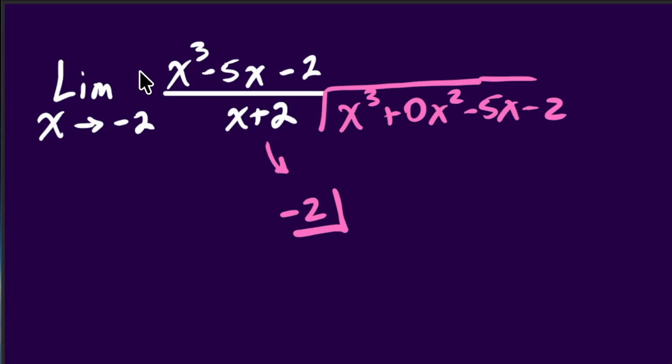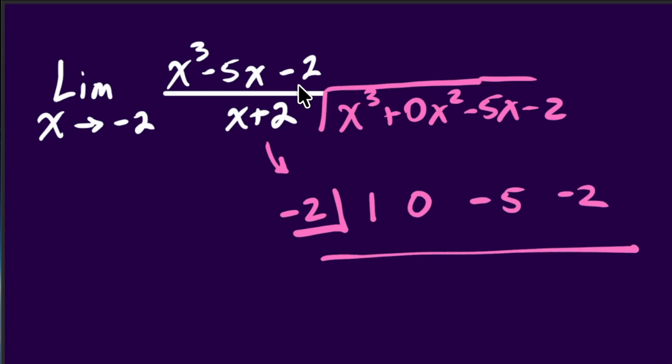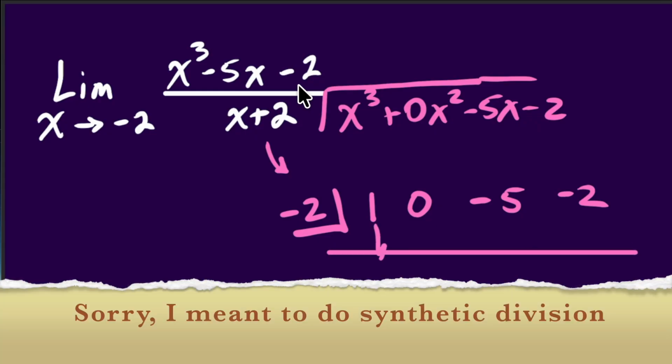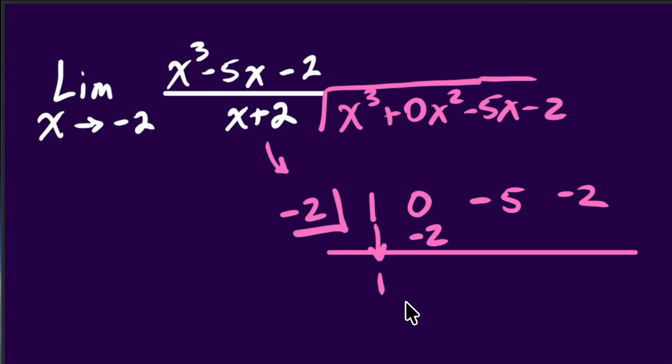Then we take the coefficients of the polynomial in the numerator, and that's going to be 1. Don't forget the 0, -5, and -2. To do synthetic division, we drop this straight down, and then we multiply and we add. So now we're multiplying, now we're going to add. We're multiplying, we're going to add. We're multiplying, and we're going to add.